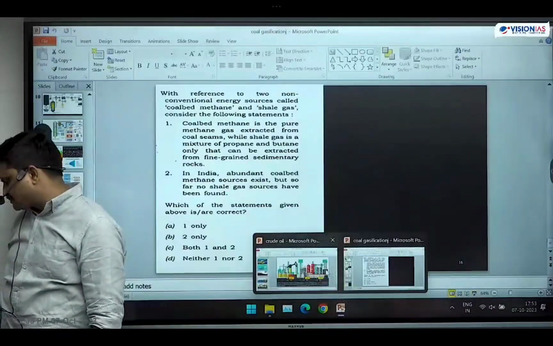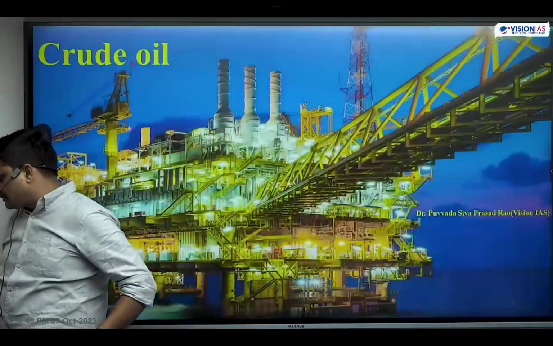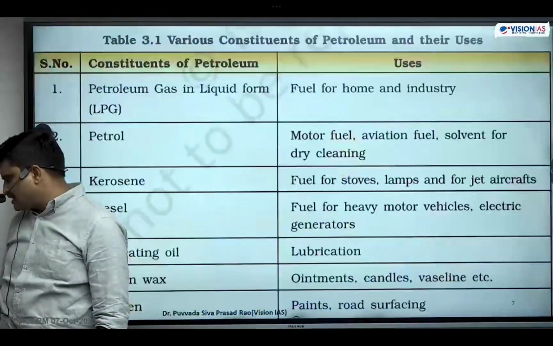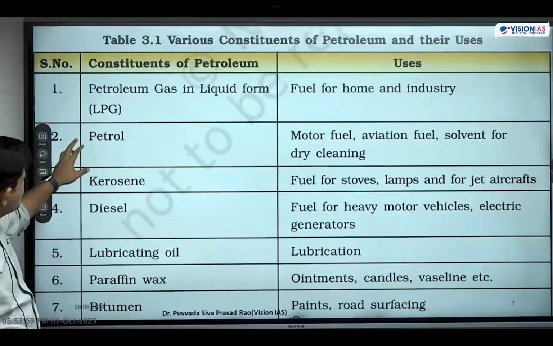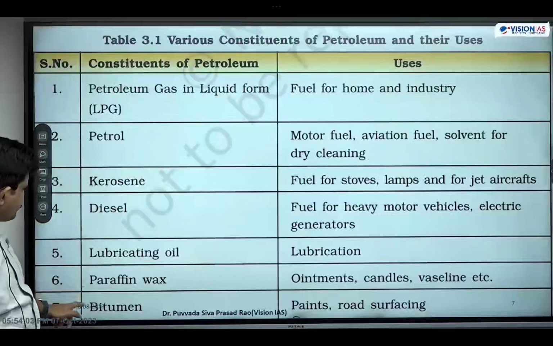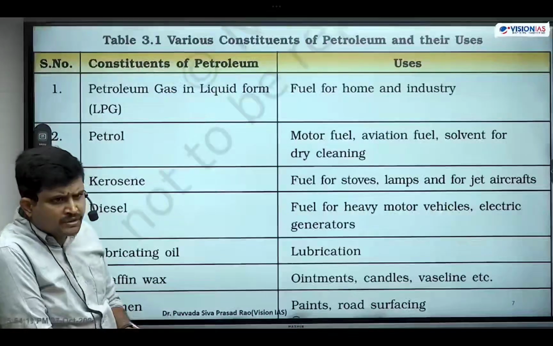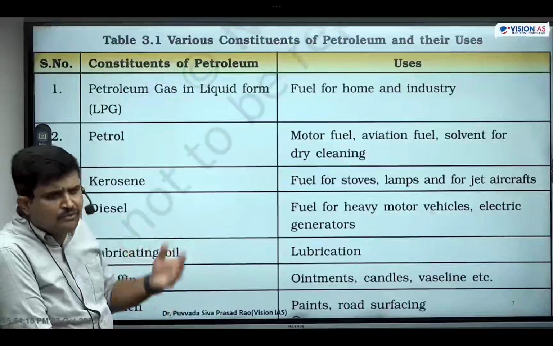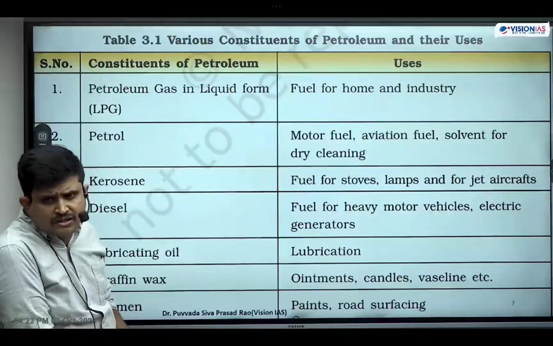Now, oil refineries. See, from the crude oil, we will extract different derivatives of crude oil. Petroleum gas is extracted, that is LPG, petrol, kerosene oil, diesel, lubricating oil, paraffin wax, bitumen. And what are the applications of this? This is directly from the NCERT books, so I will send you this PDF. India is one of the places with the world's largest oil refineries.